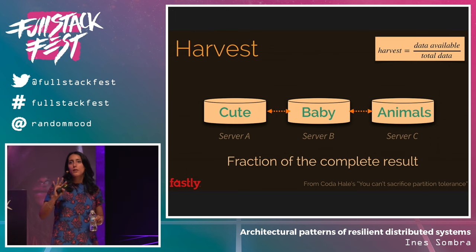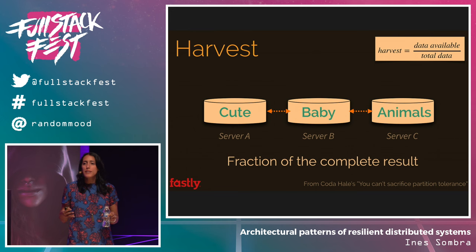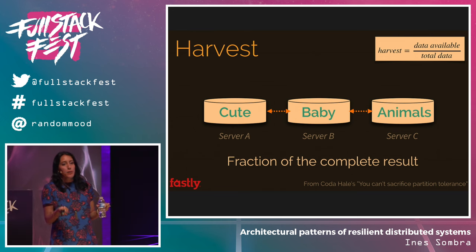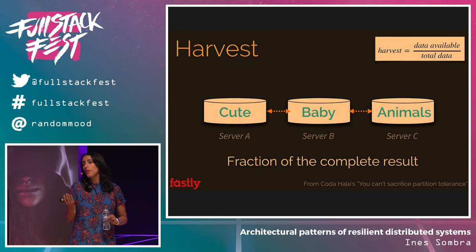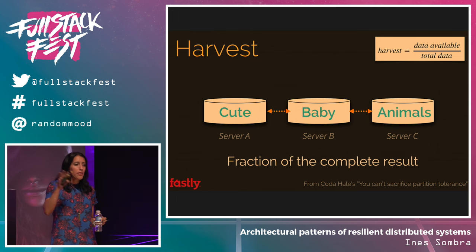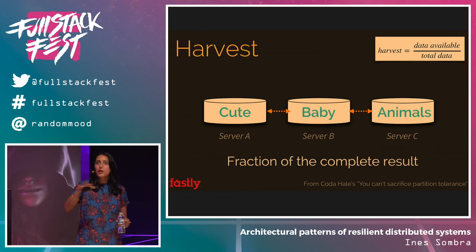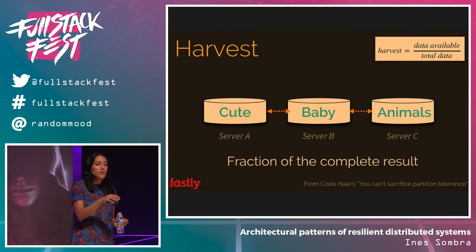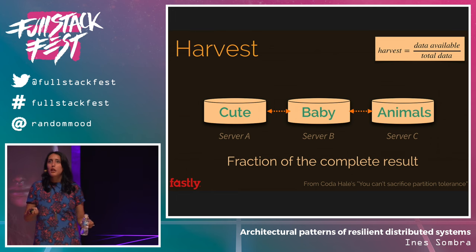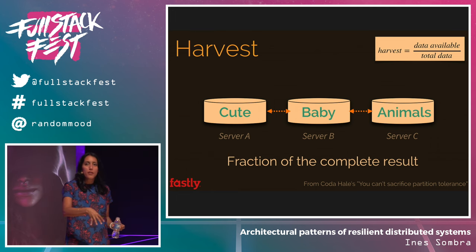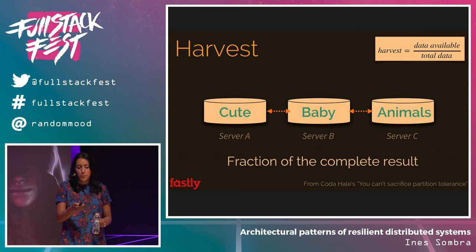Harvest is a different perspective on the same problem. Harvest is the fraction of the completed result. We have this example to illustrate the point. Say you know that I like bugs, and say that I wanted to look for cute baby animals. In this particular application, we have a sharded database. In server A, I have things that have been tagged cute. In server B, I have things that are babies. And in server C, I have animals. So if I wanted to get the cute babies and the animals, I would send a query to the three of them, and I would get information from all three.